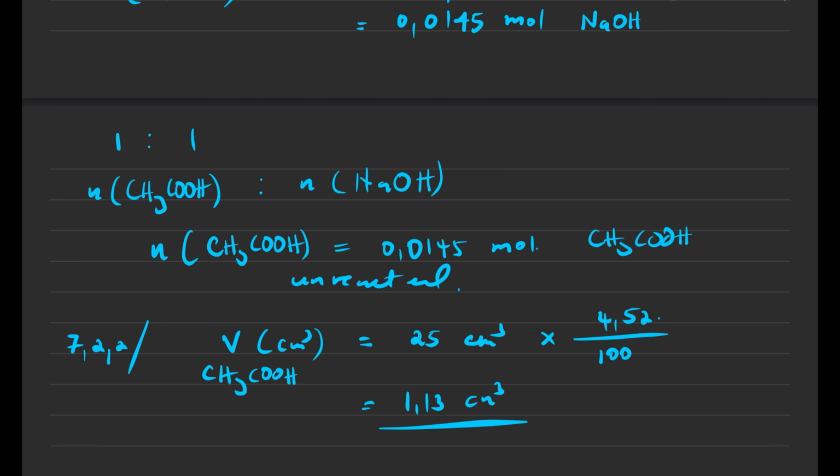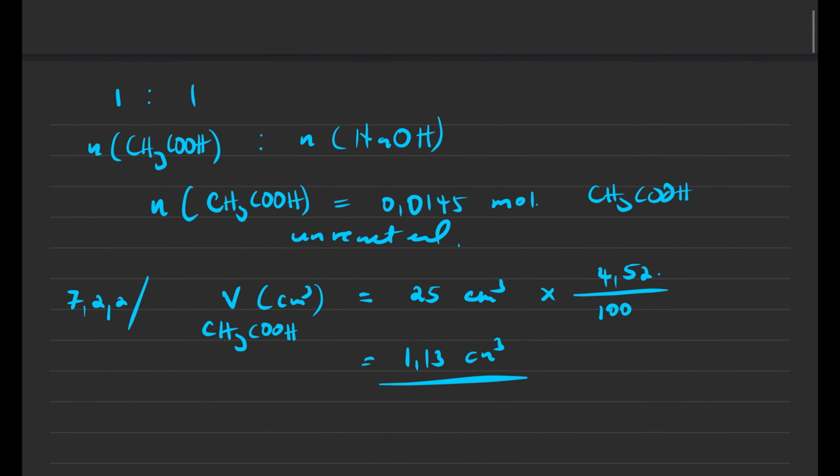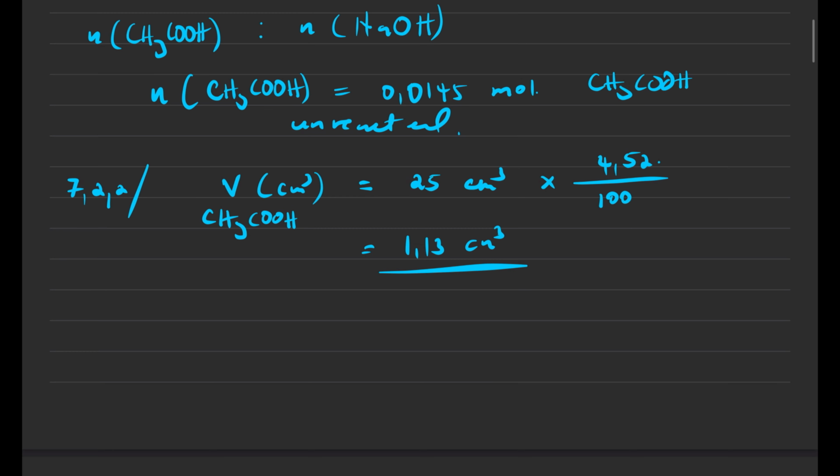Now, this is very important. Listen here. They said, if 1 cubic centimeter of household vinegar is 1 gram, okay, that is like giving you the density. So from that density, you need to find the mass in gram of what?